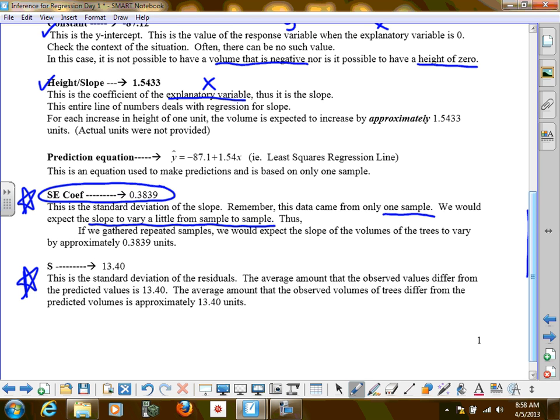So let's make a visual of this. If this is our axis and we've got height down here and volume here, and suppose this was the equation of our line because we collected our data here, right? The mean point of this line is always a point on the line.